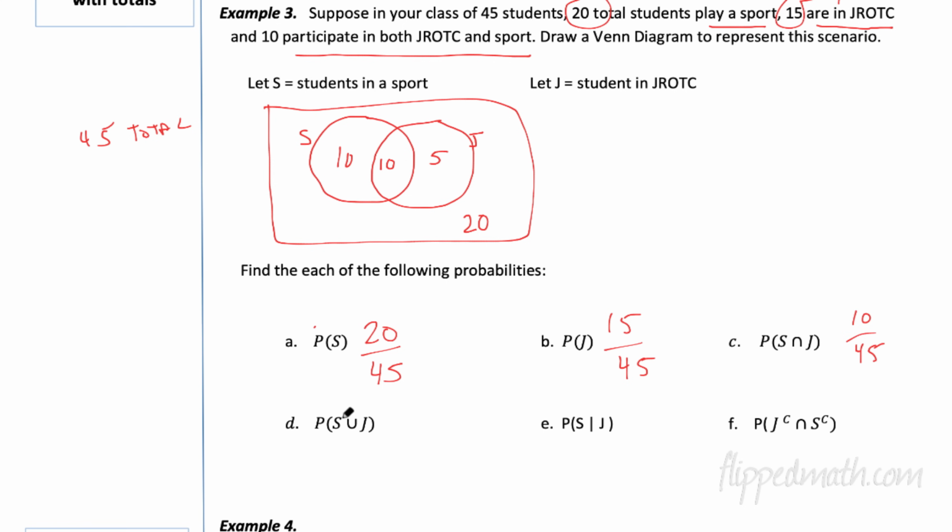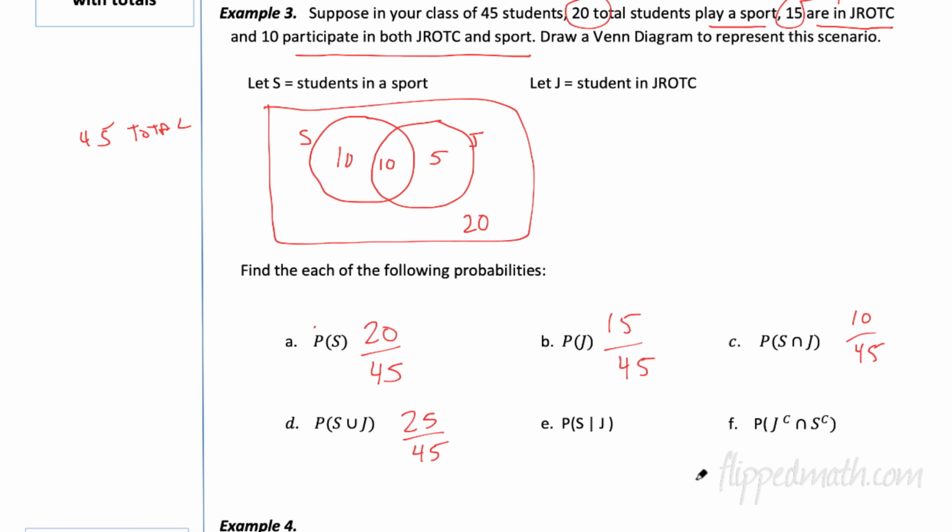The probability that you're in a sport or JRTC. That's this one or this one or that one. Now remember, in math, when we're doing probability, if you're in both, that counts as or. It means at least one, I mean one or the other or both. So total number of students, 25 out of 45. Now here's a tricky one.